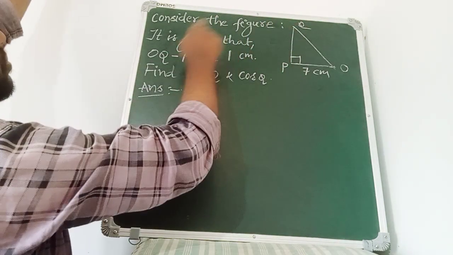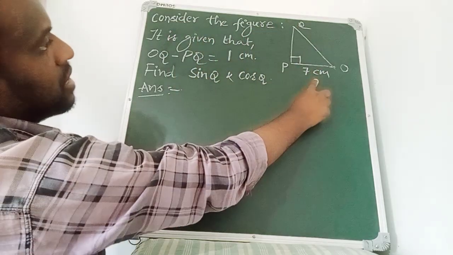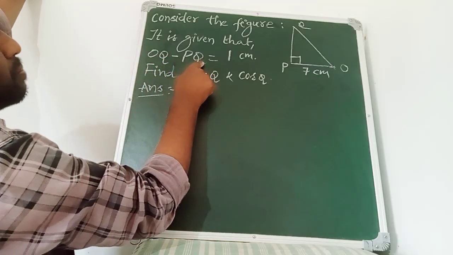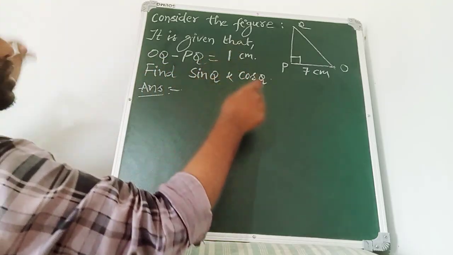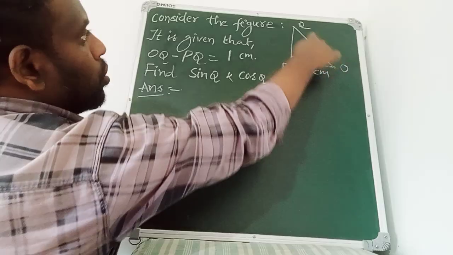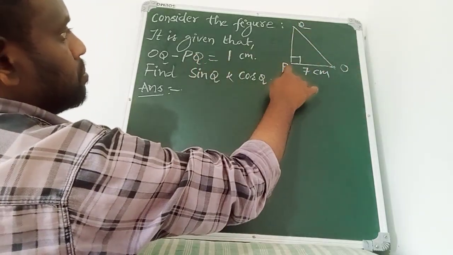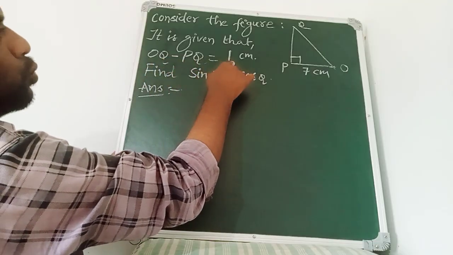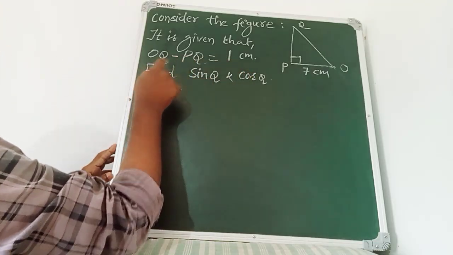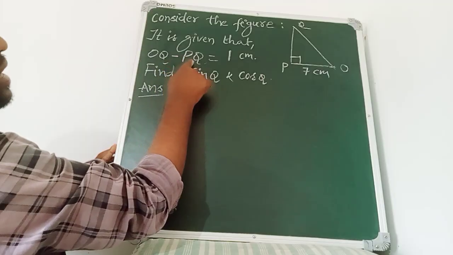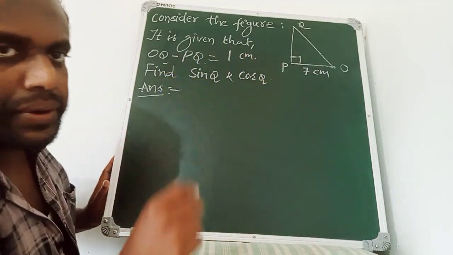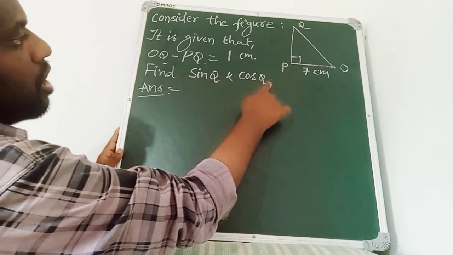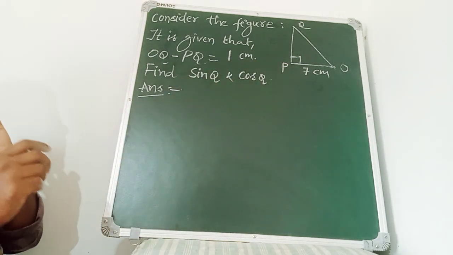Yeah, see the question. Consider the figure. Figure is given and they have given this also: OQ minus PQ is equal to 1. OQ is this side, PQ means this side. So OQ minus PQ is equal to 1 means the length of side OQ minus the length of side PQ is equal to 1 centimeter. So that is given, figure given. We need to find sin Q and cos Q. Okay.